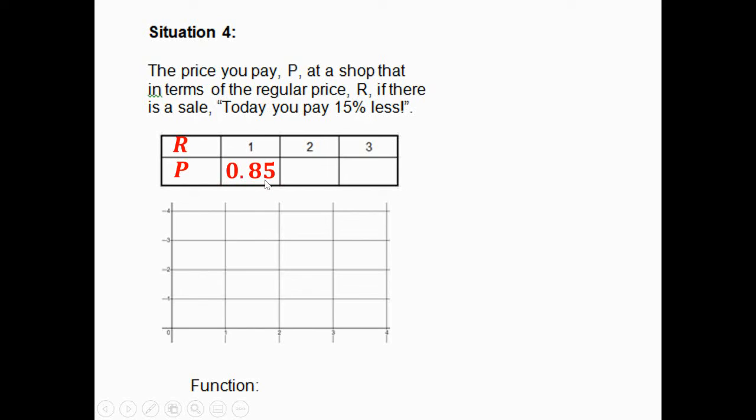So this would be 0.85. This is full price. This is 1 minus 15%, which is 0.15. And then same thing for 2, 1.7. And for 3, 2.55. Plot those points, you get this direct variation graph. And we have the price you pay based on the original price. So what's our function?